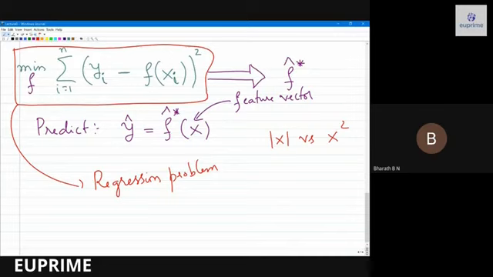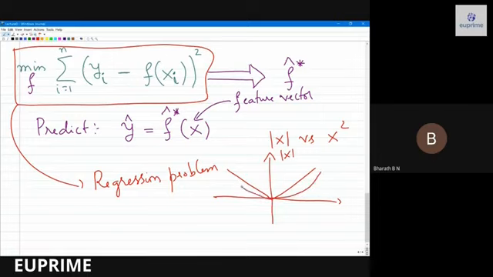If you look at the function mod x, it looks like this. How does x squared look? Something like this. So for smaller values of x, for example, x between 0 and 1, x squared is much smaller. For example, 0.1 squared is 0.01, which is 1/10. So it's very small.